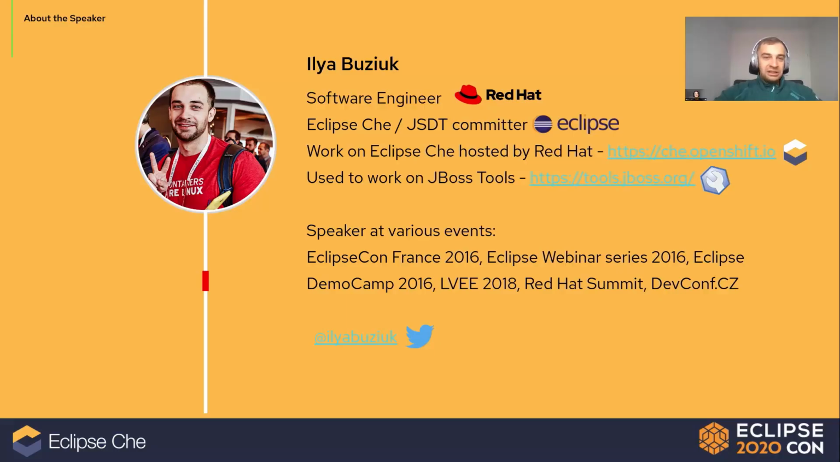And today I am with Ilya. Hello, Ilya. Hello, folks. My name is Ilya. I'm also a software engineer from Red Hat. I'm an Eclipse Che and Eclipse JavaScript development tool committer. Currently, I'm mostly working on Eclipse Che hosted by Red Hat.